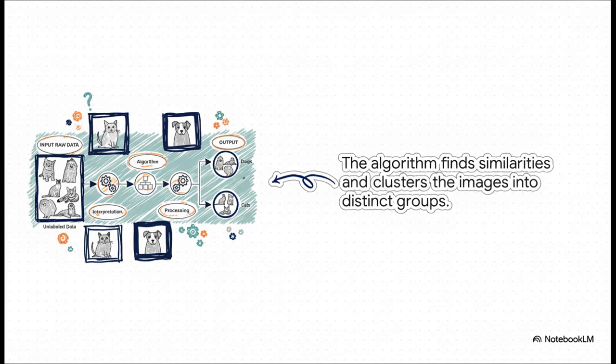Well, this is where it gets really cool. The algorithm just starts analyzing the raw data. It starts noticing things, similarities. These pictures have pointy ears and whiskers, and these over here have floppy ears and snouts. And based on those shared features, it starts to cluster them, to sort them into different groups. Now get this, it has no idea one group is called cats and the other is dogs. It just knows this pile is different from that pile.